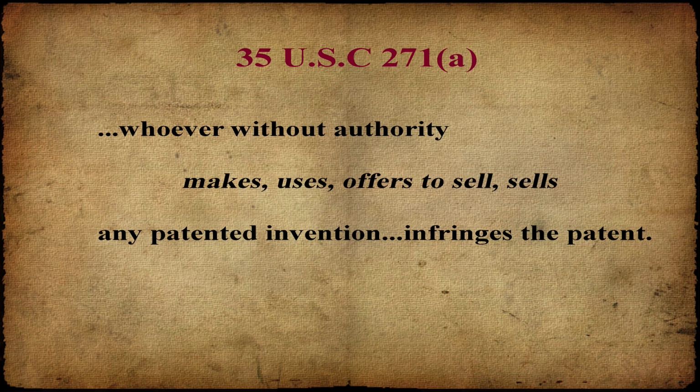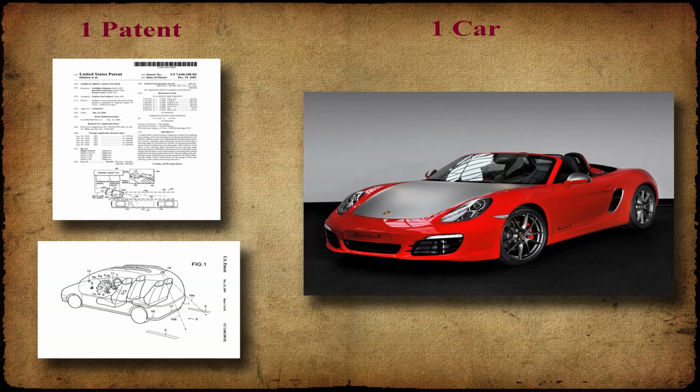It works like this. Let's start with a patent statute. The owner of a patent can assert a patent against any entity that makes, uses, offers to sell, or sells a patented invention. Some patent owners assert against the most apparent entity engaging in one of those activities.